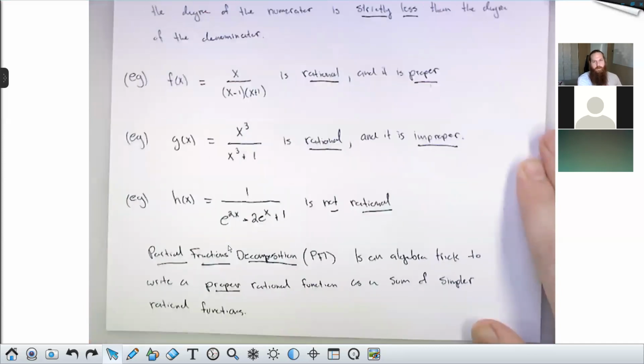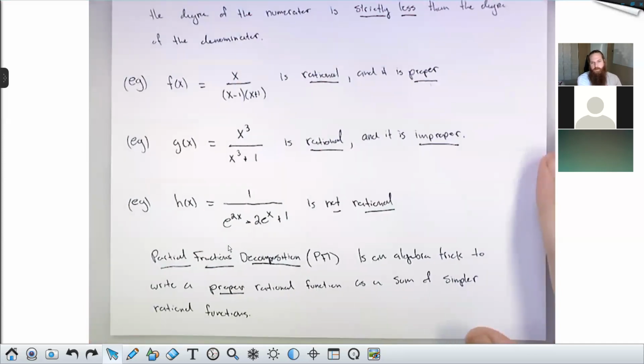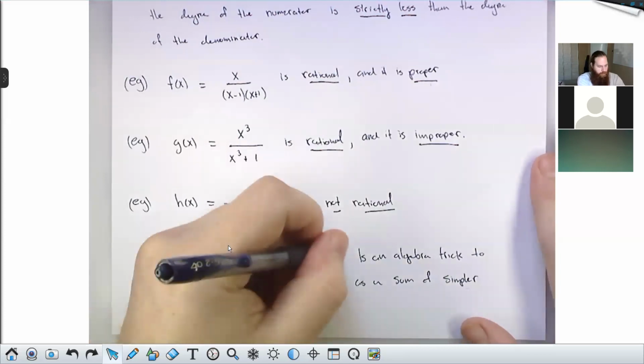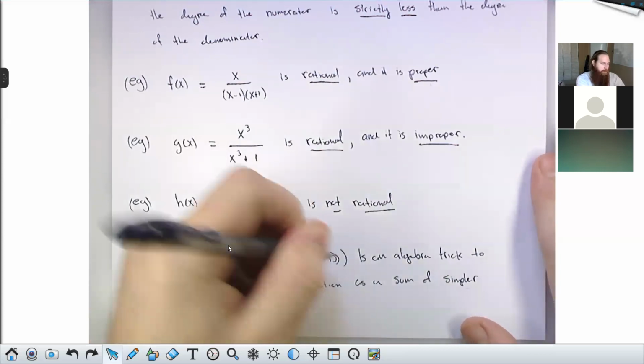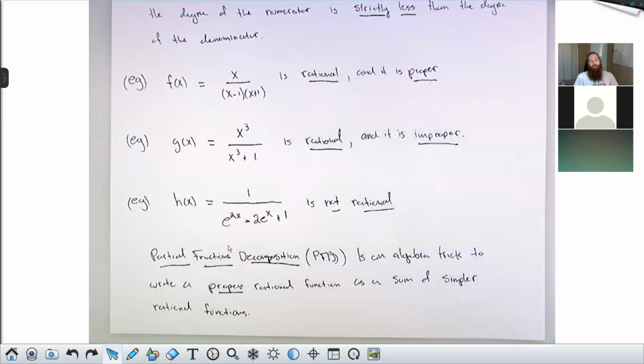So partial fractions is not calculus. We use it to make certain calculus things easier, but PFD itself is just algebra. And you can only do it to proper rational functions. So this guy, I can't do any PFD to. This guy, I can't do any PFD to. But the guy at the top, he is ready for PFD.